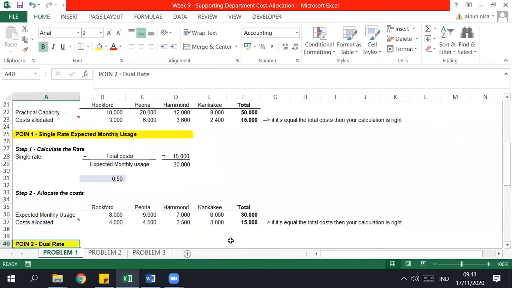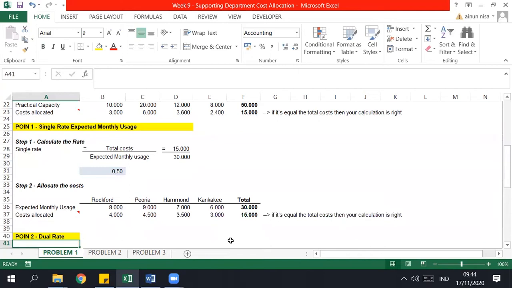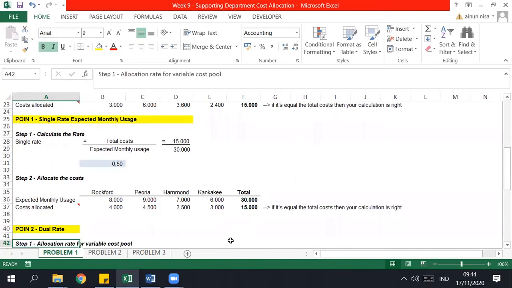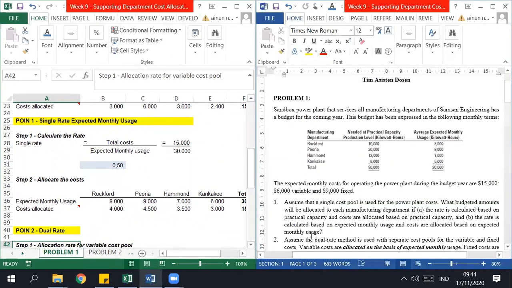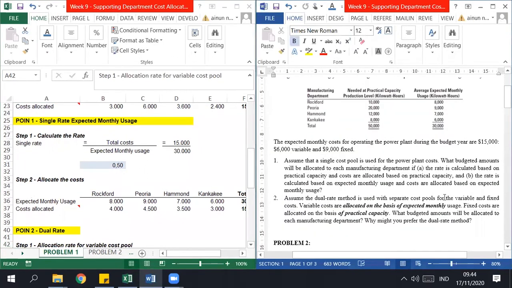Now, moving on, we have to calculate the cost allocated, but using the dual rate. So first, let's go back to the question. The dual rate method is used with separate cost pools for the variable and fixed cost. Variable costs are allocated on the basis of expected monthly usage, while the fixed costs are allocated on the basis of practical capacity. So what budgeted amounts will be allocated to each manufacturing department, and why might you prefer the dual rate method?